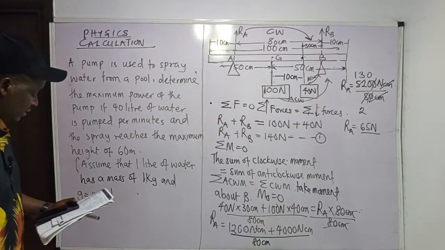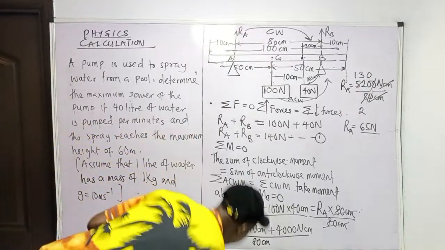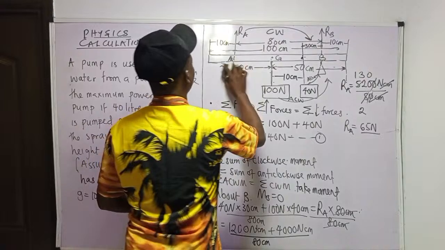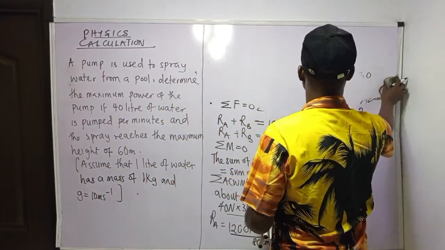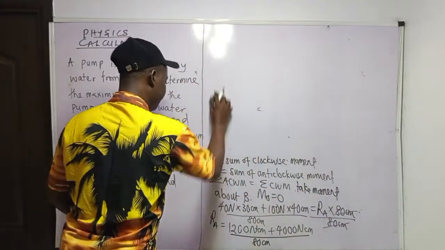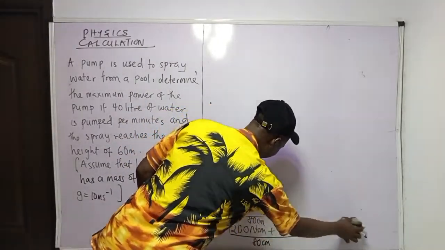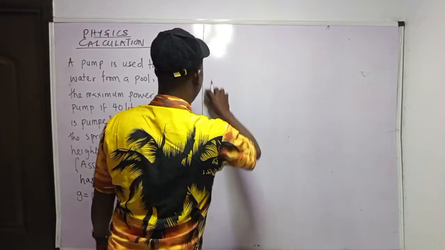They are giving us g, they are giving us everything we need for this question. Now, how do we go about it? This is a technical question. Very technical. So we have to be very, very patient and take it one step after the other.